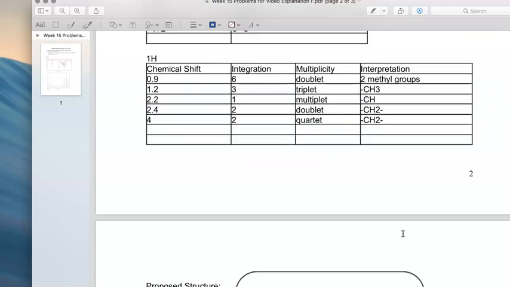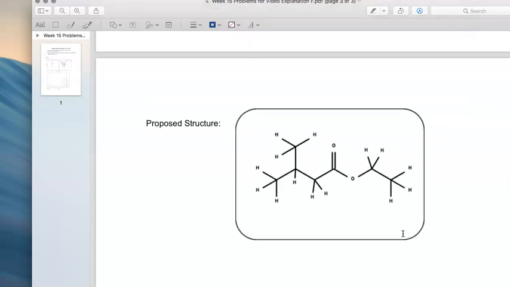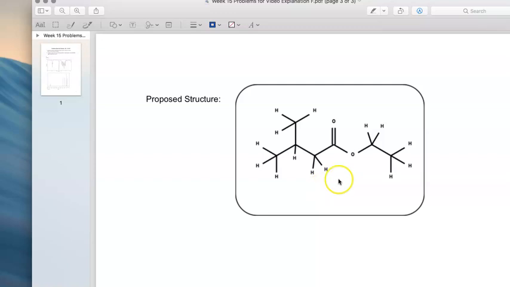And then, based off all this information, this is the proposed structure that I came up with. So you have that carbonyl group and our single bonded carbon that we found. And so this is an ester of some type.